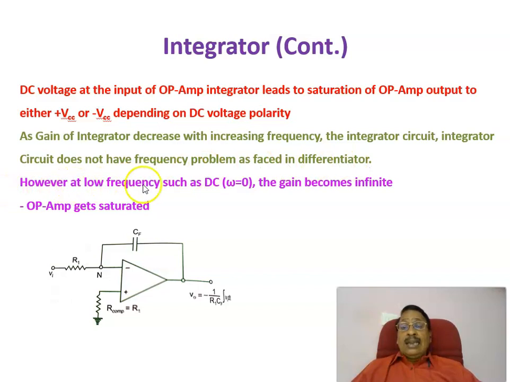However, at low frequency, the problem is that because of the DC voltage coming at the input, the gain becomes infinity and the op-amp gets saturated. The problem with the integrator is not at high frequency, but at low frequency or near DC. If there is a DC voltage at the input side, this op-amp gets saturated.